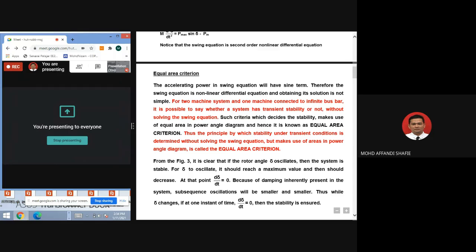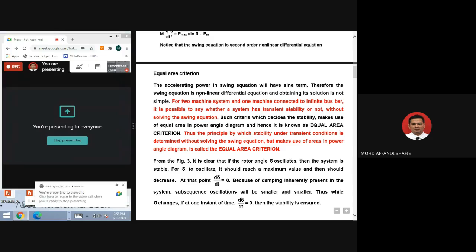Why is the equal area criterion important? Actually from the equal area criterion and the power curve, we can identify the stability of a power system. Here the accelerating power in a swing equation will have the sine term. So therefore the swing equation is a non-linear differential equation, and obtaining its solution is not simple due to the non-linear differential equation.